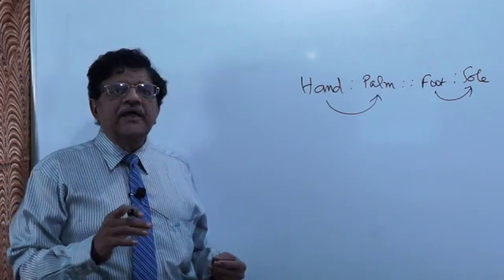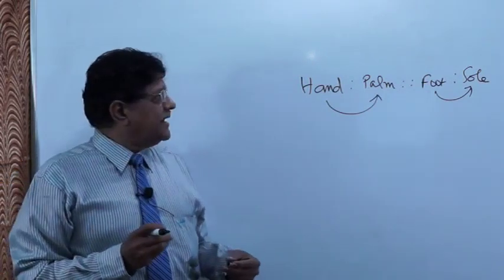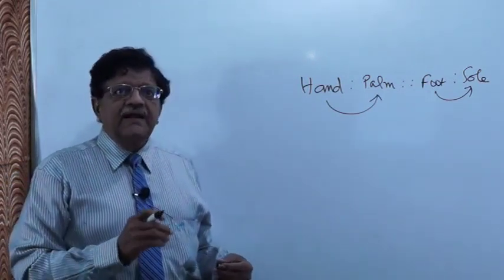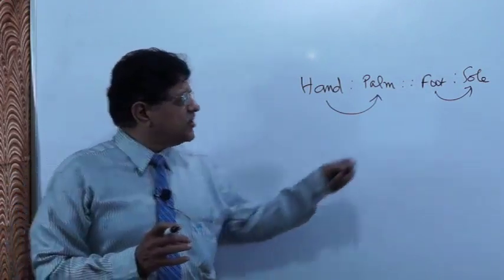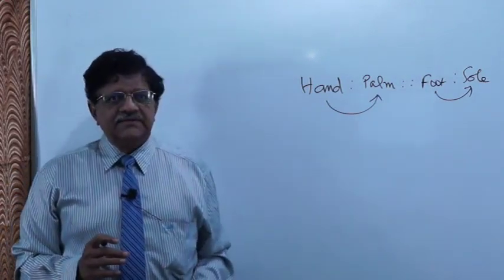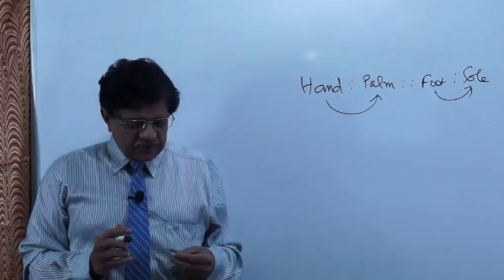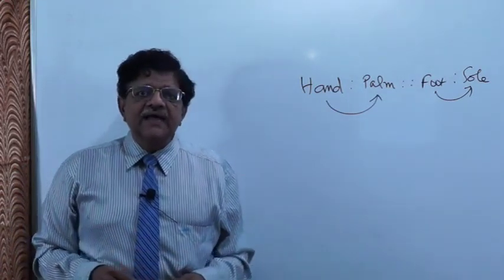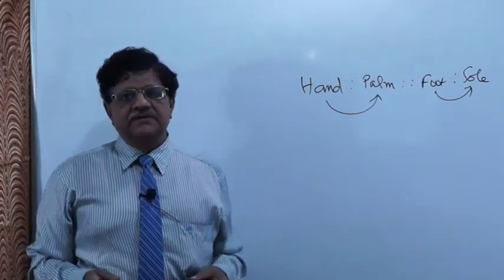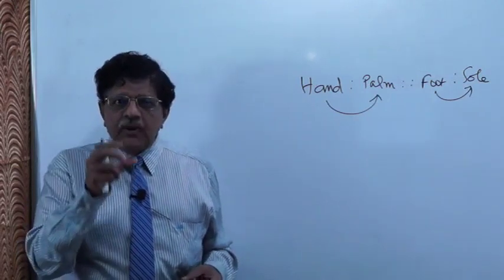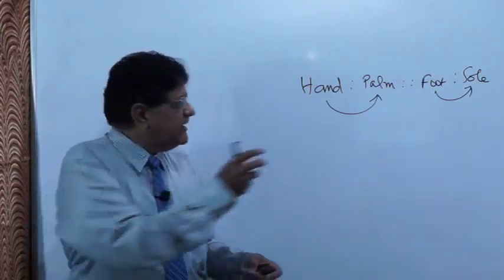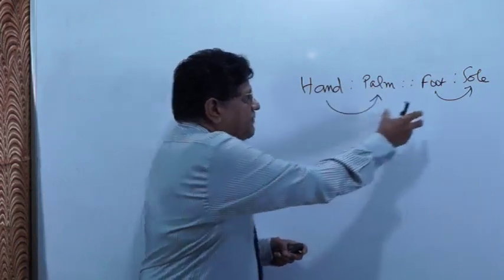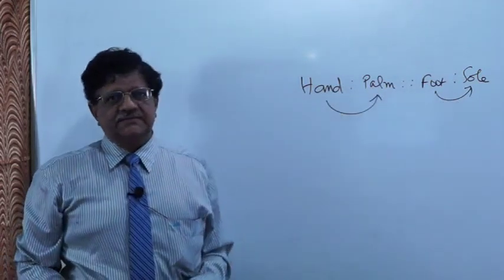But we are now talking about the relationship between hand and palm, and we transfer the same relationship to the foot and find the answer. That is the beauty of analogy. That's why Aristotle called analogy a shared abstraction. You take one particular aspect of the relationship between the hand and the palm and apply that to get the answer.